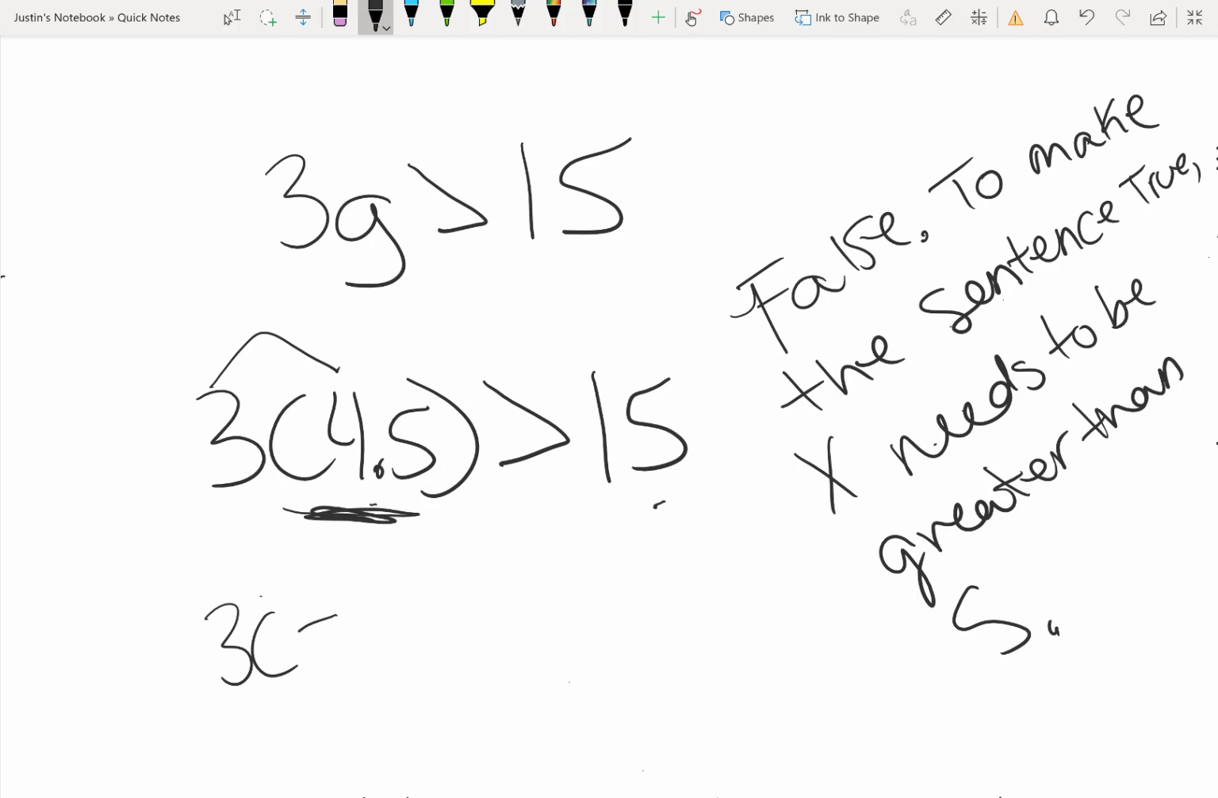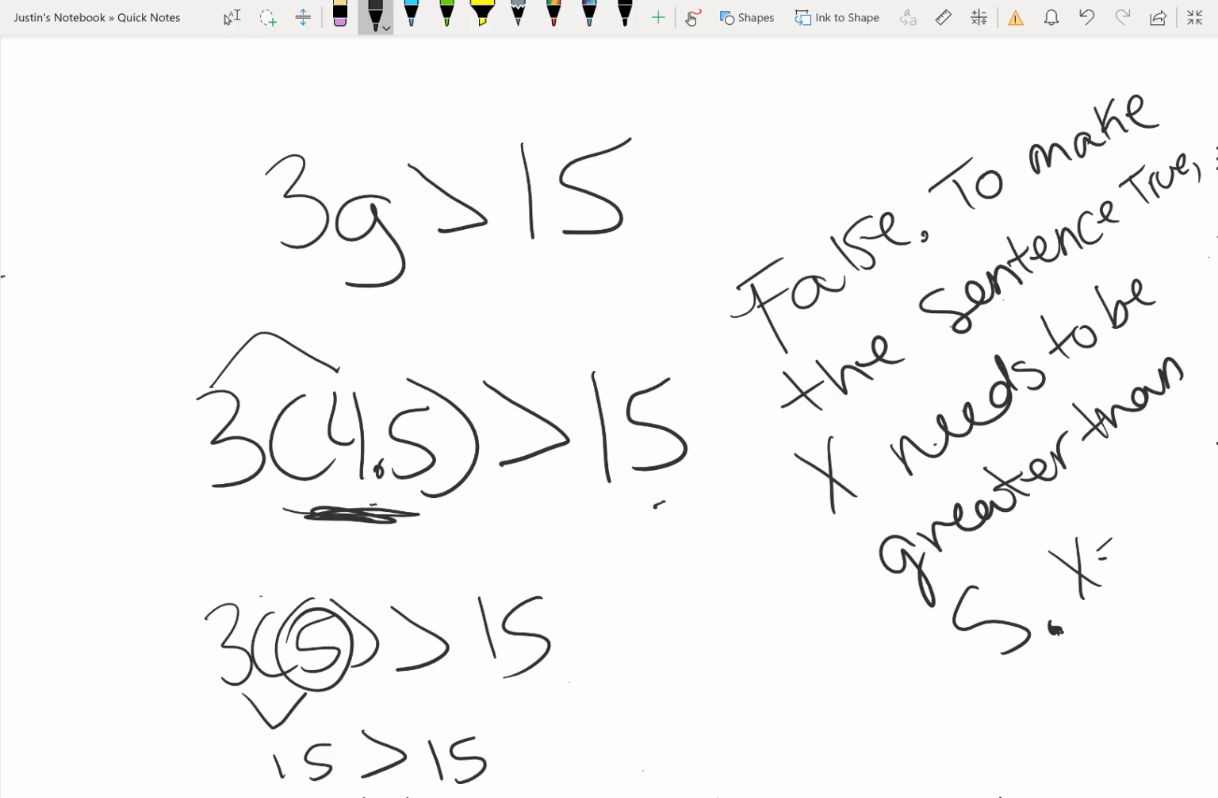3 times 5 is greater than 15. Well, 3 times 5 is 15. 15 is not greater than 15. It's actually equal to it. So it has to be greater than 5. So we could say x can equal 5.5, or you could say anything over 5. 6, 9, I don't care. Any number greater than 5. It could even be 5.1.